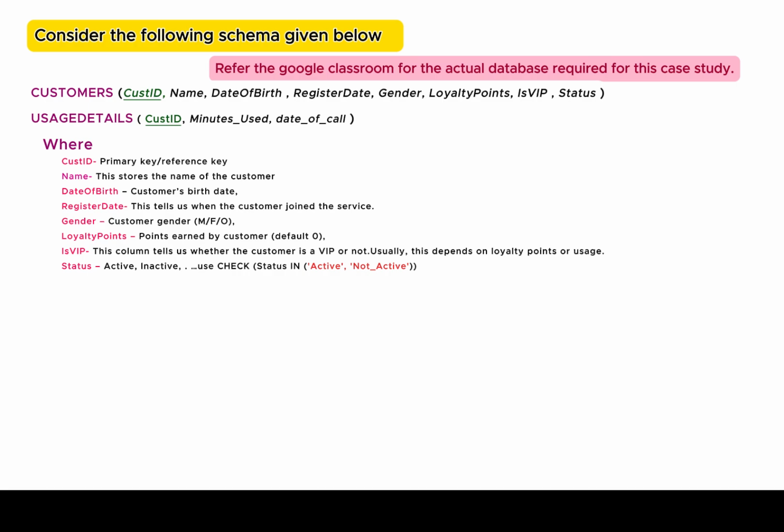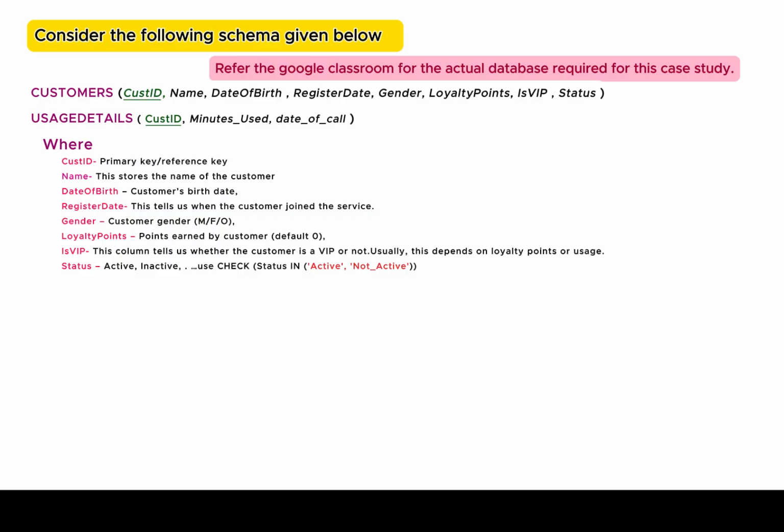Loyalty points. This column stores the reward points earned by the customer. Initially, when a customer is new, this value is 0 by default. Later, it increases based on usage. Is_VIP. This column tells us whether the customer is a VIP or not. Usually, this depends on loyalty points or usage. Status. This tells us whether the customer account is active or not. Very important point here. Only two values are allowed: active and not active. This restriction is enforced using a check constraint, so Oracle will not allow any other value.